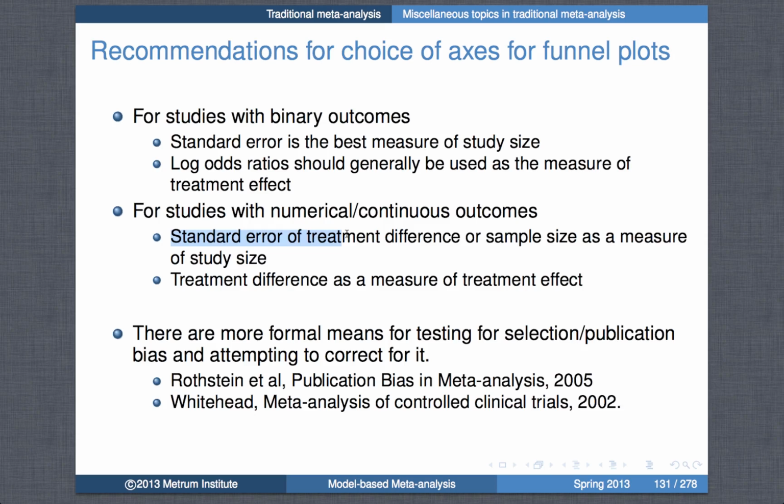Again, as I said before, if you're interested in really diving into this notion of publication bias, the book by Rothstein and colleagues is very good. The book that I referenced at the beginning of the course by Ann Whitehead also has a chapter on publication bias. So if you have that book, that might be a good place to start. In both of those, particularly in the Rothstein book, they developed some methods for formally testing for selection and publication bias and ways to attempt to correct for it. But I'll leave it to you to follow up on those references if you're interested.